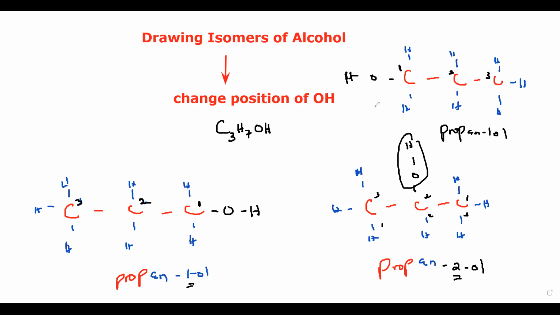The first carbon is always the carbon which is closer to OH. We always start numbering from the nearest OH. So when I draw another example, if we have 1, 2, 3, 4, and the OH is attached with the first carbon.